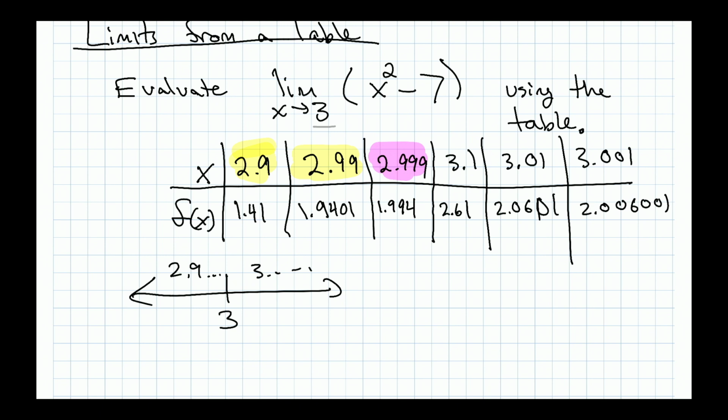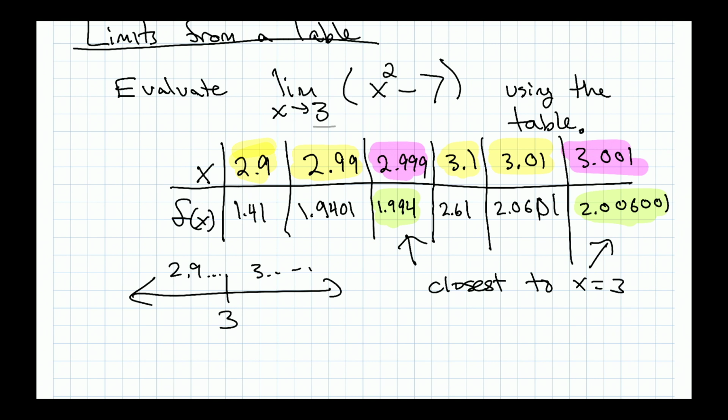Now do the same thing for these. This is kind of far away. 3.1 is kind of far away. 3.01 is closer. What's the closest? 3.01. So which are the ones that are the closest to f of x? This one and this one. Okay? Those are the closest to 3. Sorry, closest to x equals 3. Right? I'm looking at the x values, not the f of x values. Closest to x equals 3.